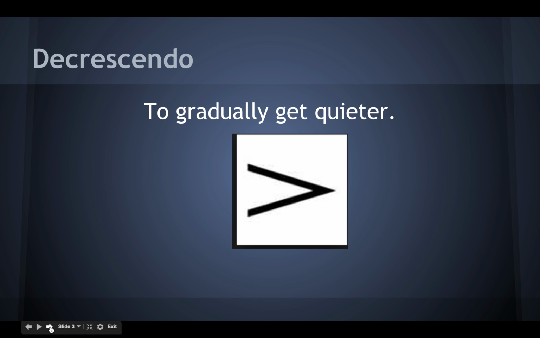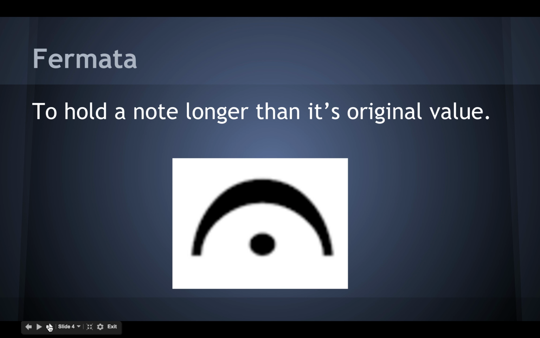Decrescendo is just the opposite, to gradually get quieter or softer. So again, now we start with the open mouth or the loud sound at this end, gradually getting smaller or softer as we sing. The key word to both of these is gradually. It's not a sudden change in sound, but a slow change in sound.